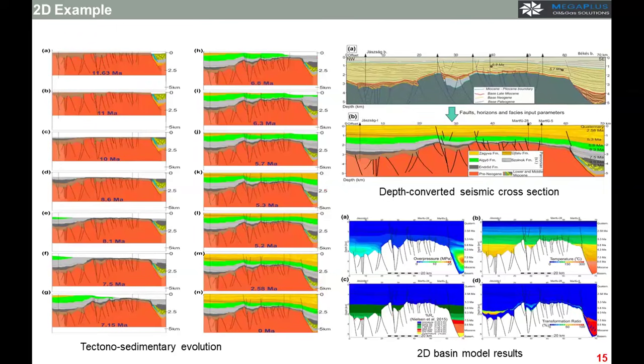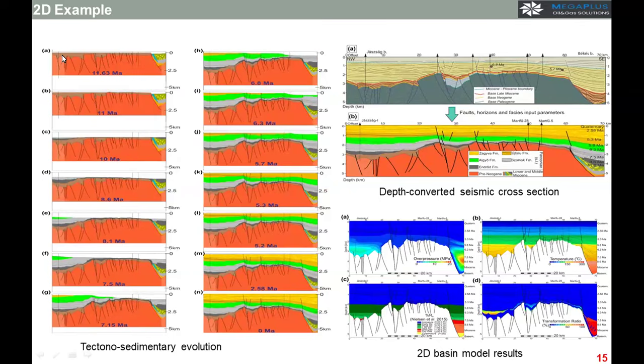Let's give a very nice example for the 2D. This is a field. This is the seismic depth converted seismic cross section. This cross section is coming from the seismic, and after that converted to the PetroMod. This is the tectonic evolution, the sedimentary evolution of the field. If you look here, this started from A to N. Here, this started at 11.63 million years.